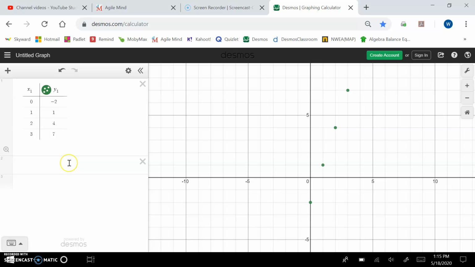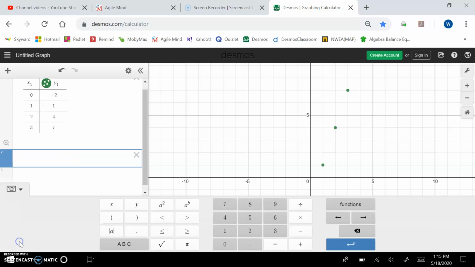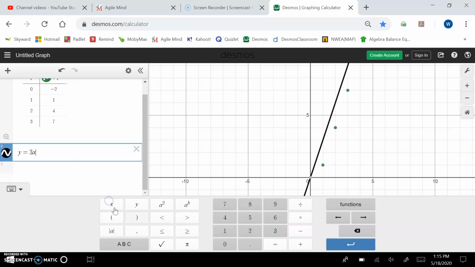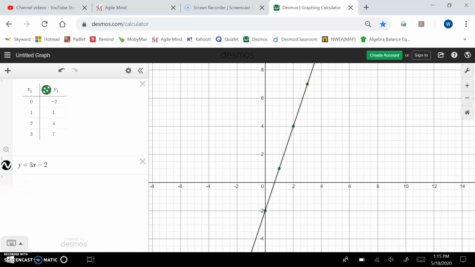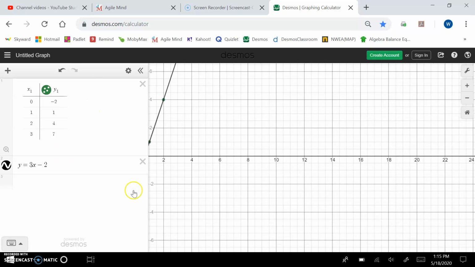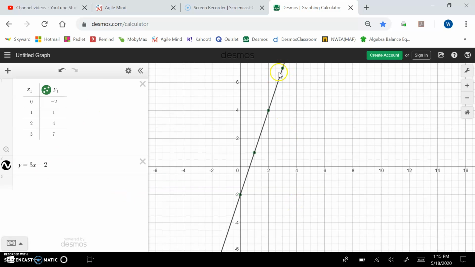And then the next thing I'm going to do is I'm going to put in the equation that I just wrote using that table of values. So that was y equals 3x minus 2. And notice it's correct. So if you wrote the correct equation, the points that you use to write the equation in the table are going to be on that line because those are xy solutions to the equation. Each xy pair on that line makes that equation true, including the ones in between.